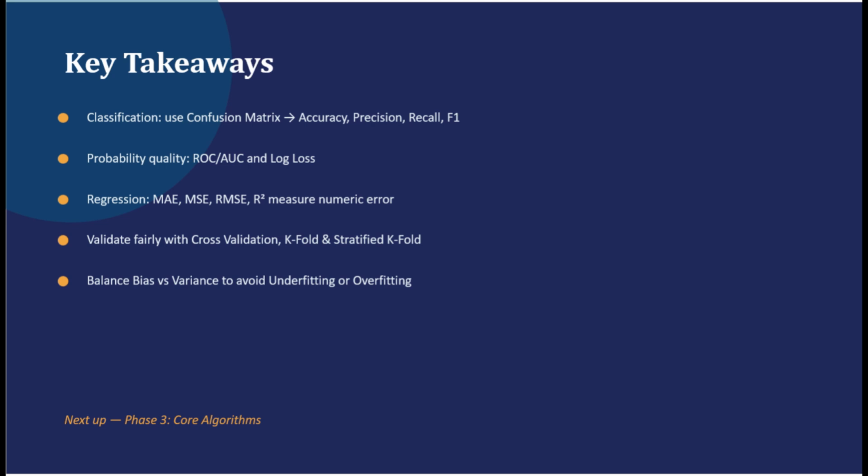Then we learned how cross-validation, K-fold, and stratified K-fold help us evaluate models more reliably. Finally, we understood the relationship between bias, variance, underfitting, and overfitting. These concepts are essential for building machine learning models that perform well in the real world. In the next lesson, we'll begin Phase 3, where we'll start exploring the core machine learning algorithms themselves.